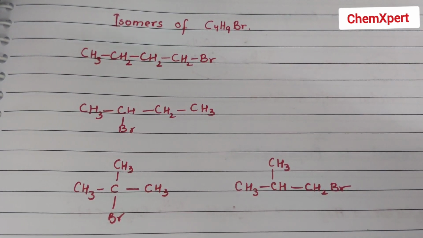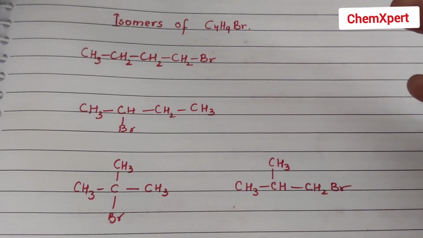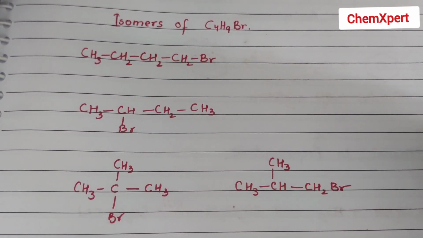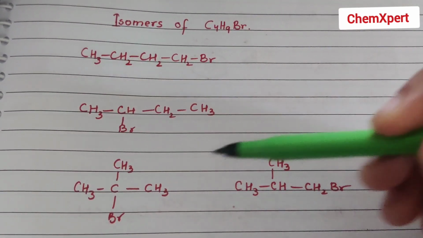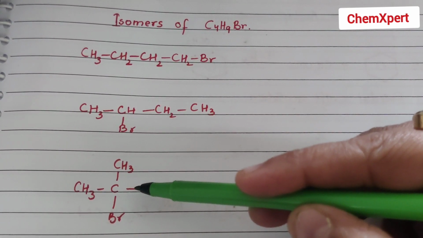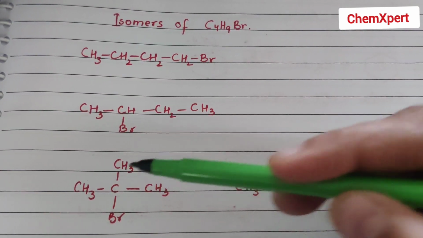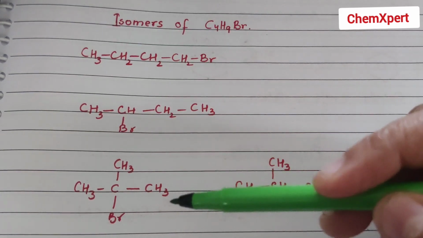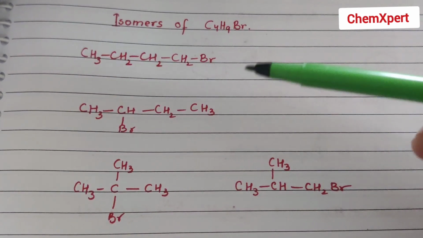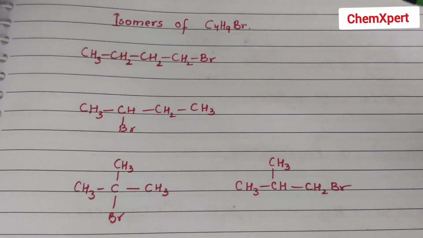Now the next question: which one is highly reactive towards SN2? The order of reactivity for SN2 is 1 degree greater than 2 degree greater than 3 degree. So out of these three, this one is 1 degree, which is highly reactive towards the nucleophilic reaction. Then the next, two isomers which give the same product on beta elimination.